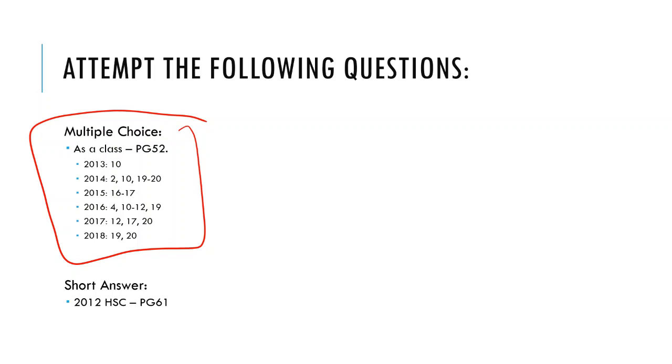Okay, so let's get started. So we have multiple choice questions. These are from 2013 to 2018 with the current syllabus, from page 52 of your booklet. Now the short answer questions, there's only one from 2012 and that's on page 61. I'll have the list for you, and that is on Google Classroom. So you really don't have many excuses.